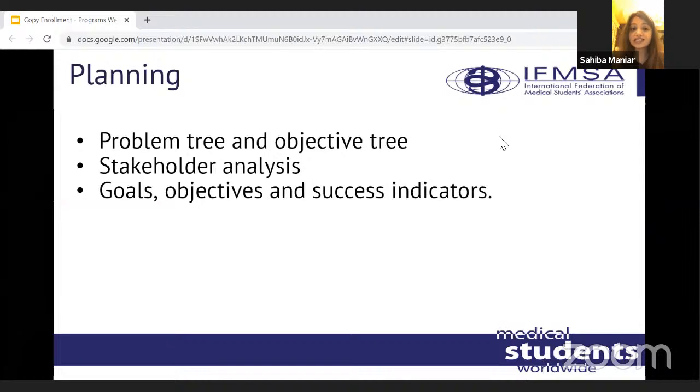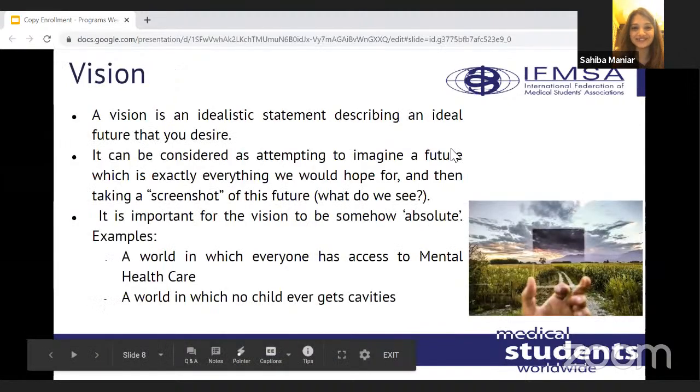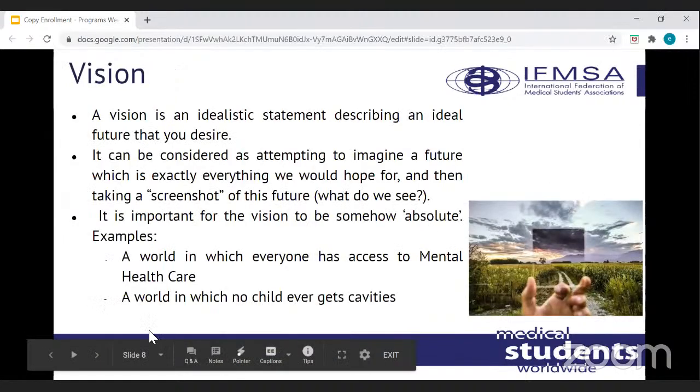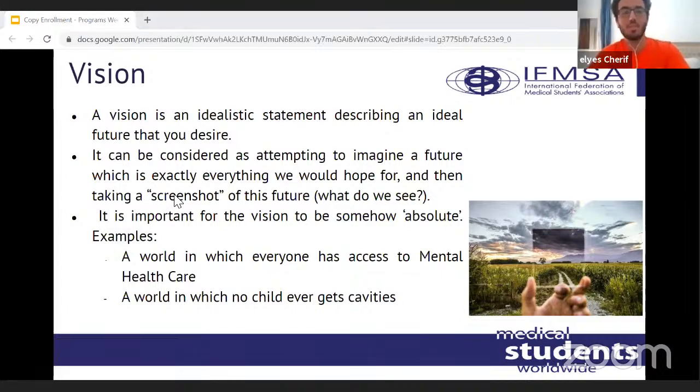And hence we discuss the problem tree. Further on, we would be discussing the objective tree, stakeholder analysis, the goals, objectives, and success indicators. And now I think I hand it over to Elias. Thank you so much for sharing your screen until now. Thank you, Saiba, for what you showed us in the previous slides.